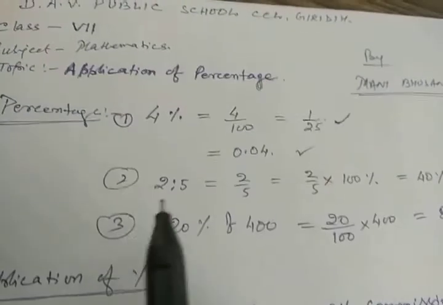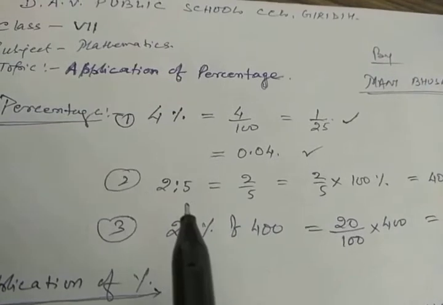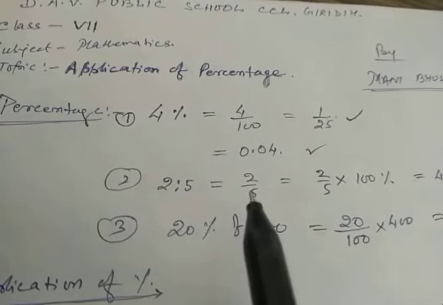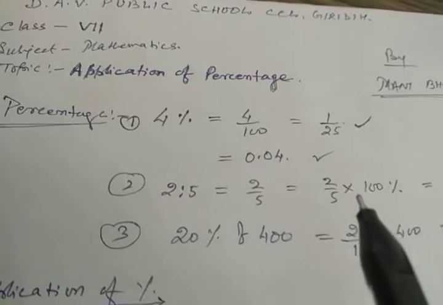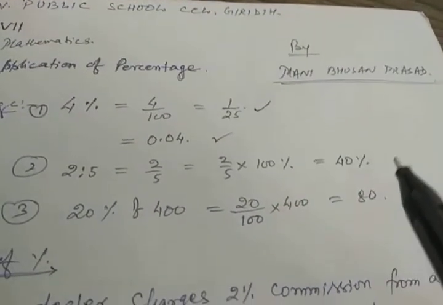Now, also if the ratio is given and you have to convert it into percentage form: 2:5 can be written as 2 by 5. And to change into percentage, you multiply by 100 and put the percentage symbol. Now simplify, this is your 40%.